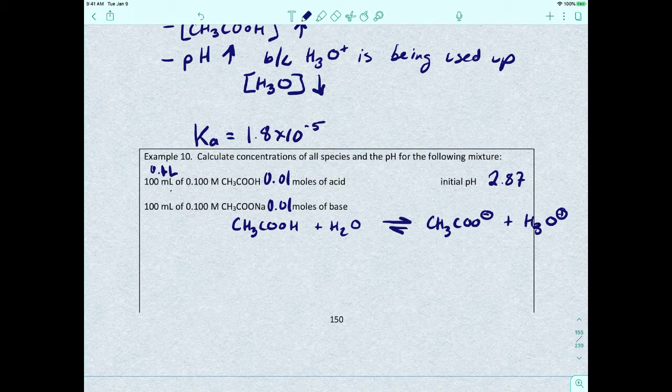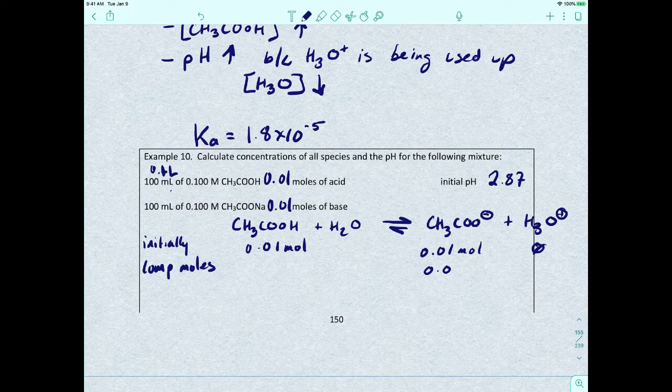So what I'm saying is that initially you have 0.01 moles of acetic acid, you have 0.01 moles of acetate ion, and you have no H3O plus. Okay. Now, if we do the completion moles here, there's no H3O plus to use up because initially it wasn't there.